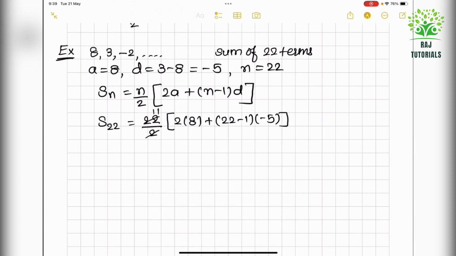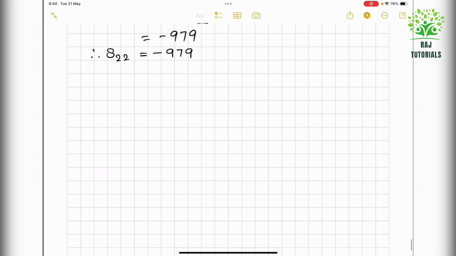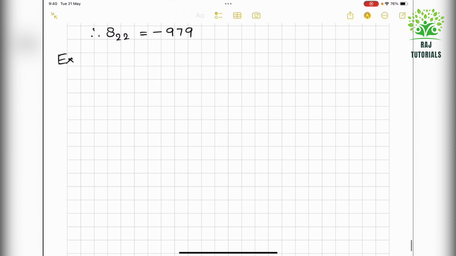So, solving this one, 22 divided by 2 will be 11. So, 11 into [16 plus 21 into minus 5] will be equal to 11 into [16 minus 105]. Which in turn will be 11 into minus 89. So, that will be equal to minus 979. Therefore, I can say the sum of 22 terms is minus 979. Now, let us see one more example.